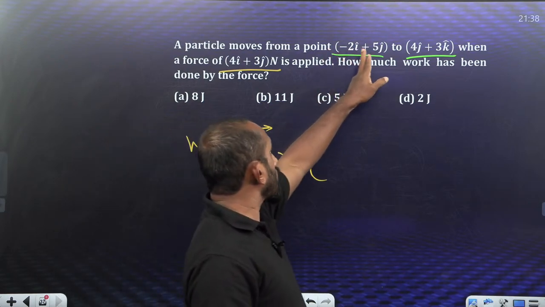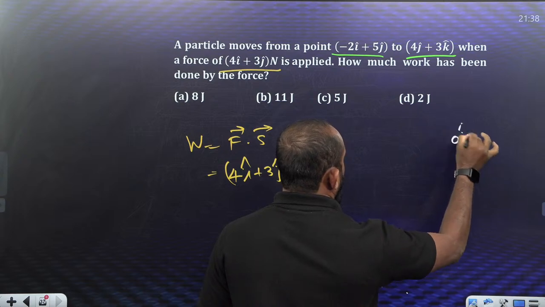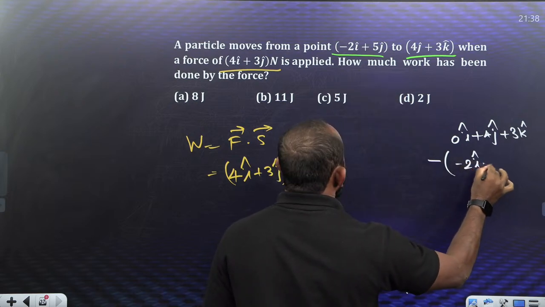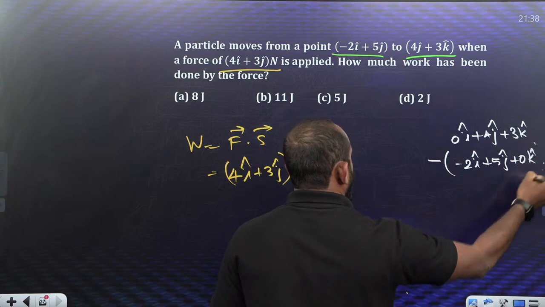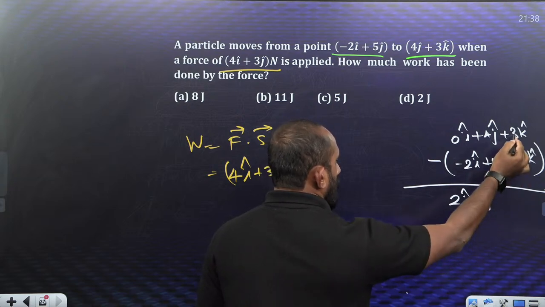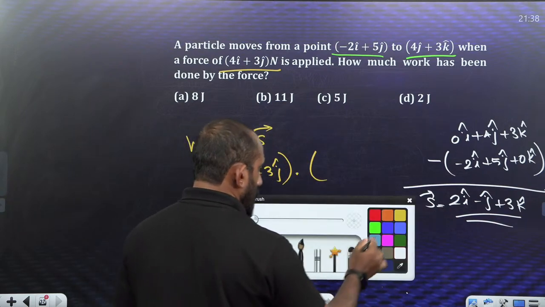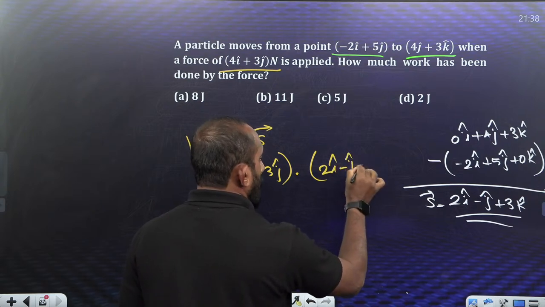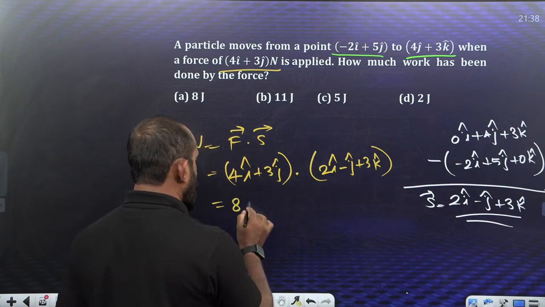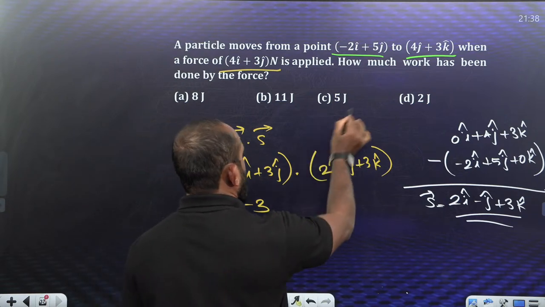So take care. Here minus 2i plus 5j is the initial, to 4j plus 3k. If you subtract, final is 0i plus 4j plus 3k minus minus 2i plus 5j plus 0k. 0 minus minus 2, that is 2i, 4 minus 5, that is minus j, 3 minus 0, that is 3k. So this is our displacement. Then 4i plus 3j dot 2i minus j plus 3k is equal to 4 into 2, that is 8, 3 into minus 1, that is minus 3, and k component 0 into 3, that's 0. That is 5 joule, the correct answer. Option C is the correct answer here.